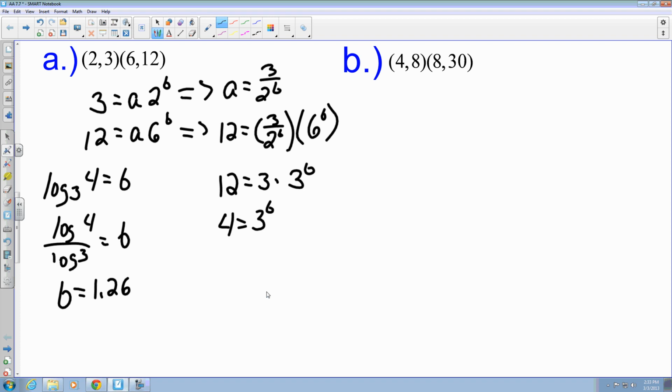If I plug it back into this equation here, with b equals 1.26, I would have something like 3 divided by 2 to the 1.26 power. So that would give me something like, my a would end up equaling roughly 1.25. And that means I've figured out what my a is and what my b is.